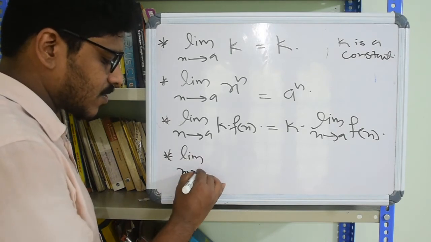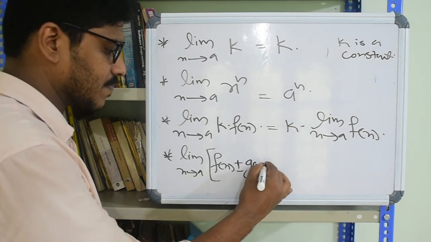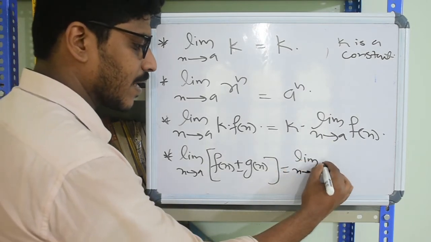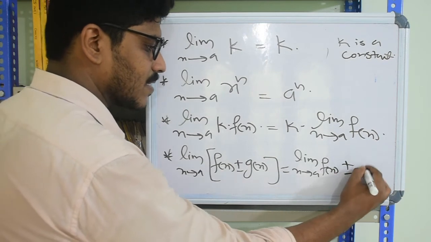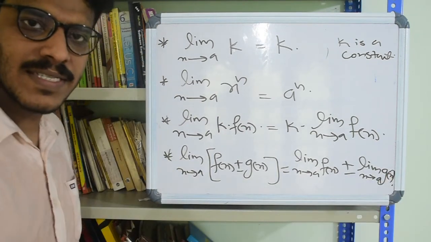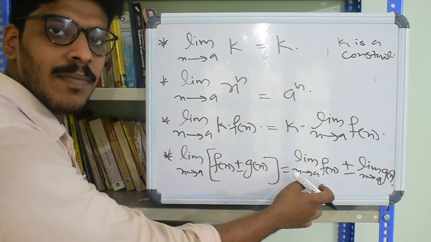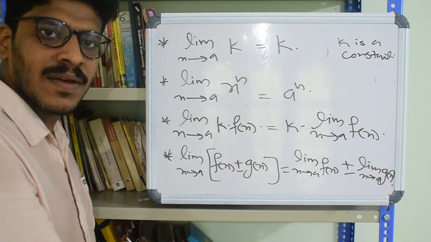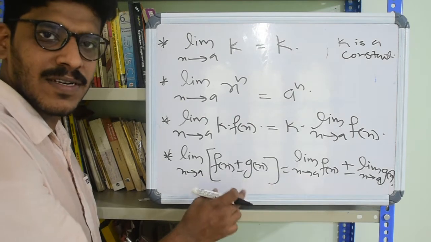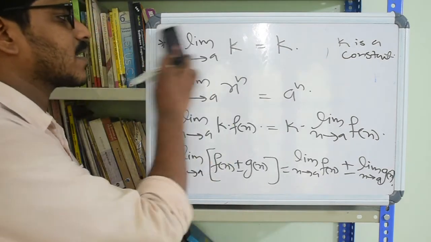Limit x tends to a, f of x plus or minus g of x is equal to limit x tends to a f of x plus or minus limit x tends to a g of x, which means the limit of a sum or the limit of a difference is the sum or the difference of individual limits. I repeat, the limit of a sum is the sum of individual limits, and the limit of a difference is the difference of individual limits. Okay, the next one.